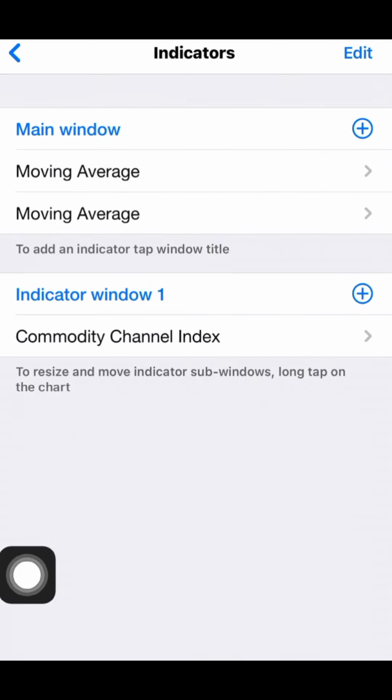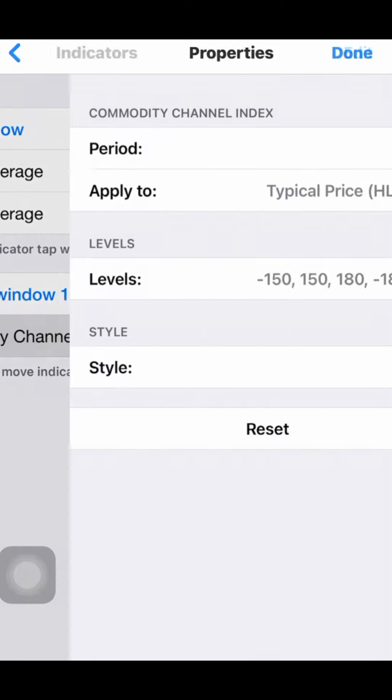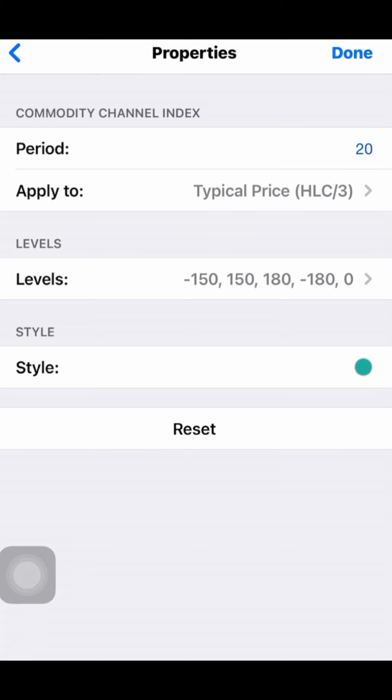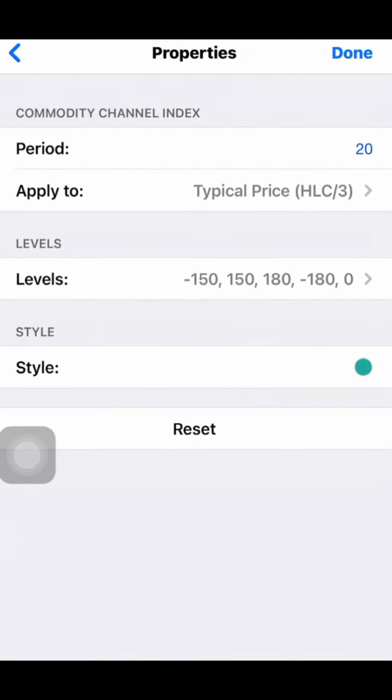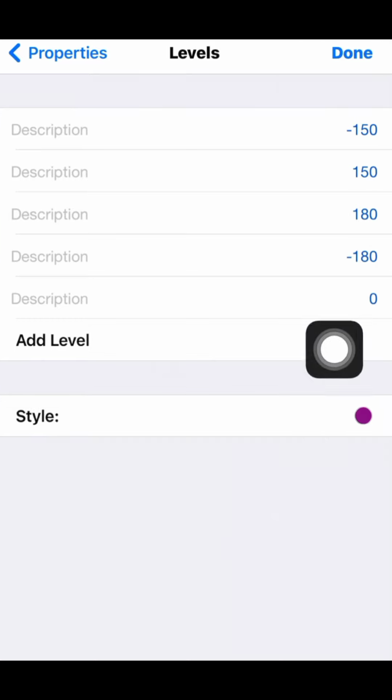That's all. Then the next indicator we are going to use is the commodity channel index, CCI. For those that trade crude oil, they know what it means. For today, the period is 20, apply to typical price, HLC/3. Levels: we have minus 150, plus 150, minus 180, plus 180, then 0. These are the only levels we have here. You can screenshot them.